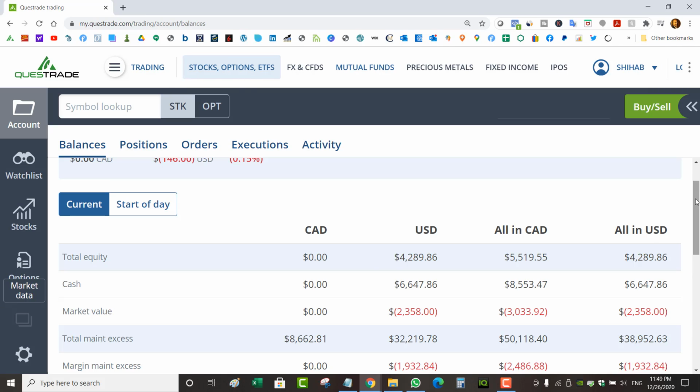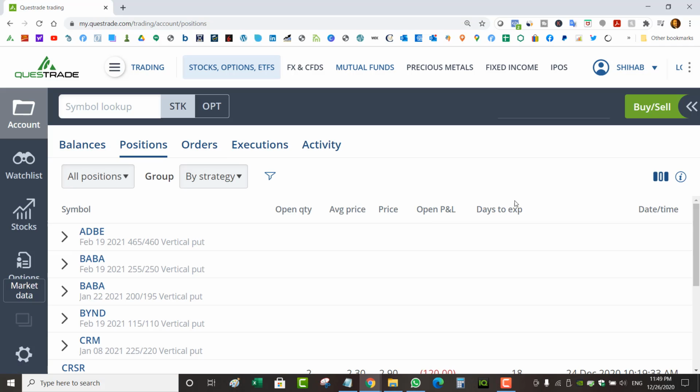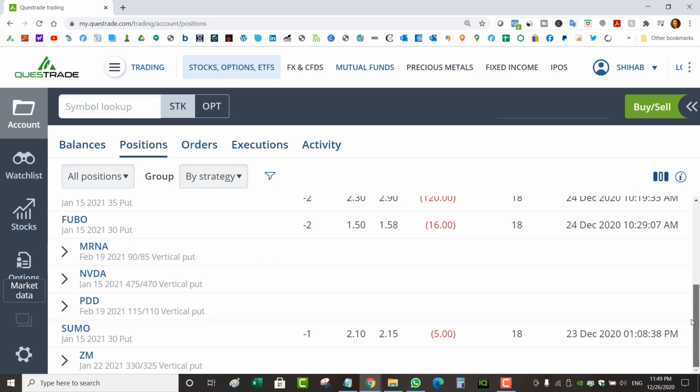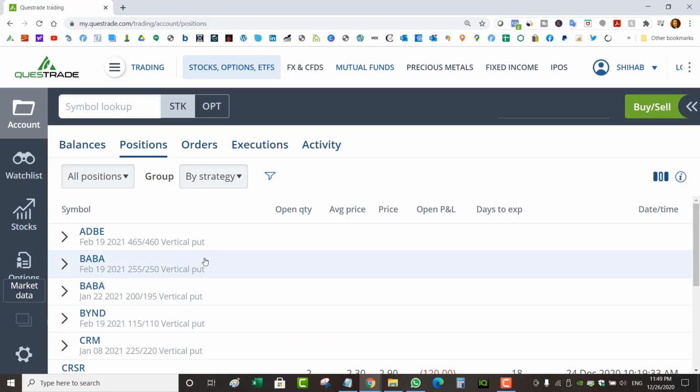In my margin account, I've got 0 Canadian cash, 6,600 US cash, but a total equity of 4,289 US because my market value is actually negative. Some of my positions are slightly down. In my margin account, I only sell options, so put spreads and naked puts for the moment. I'll get back to the positions.